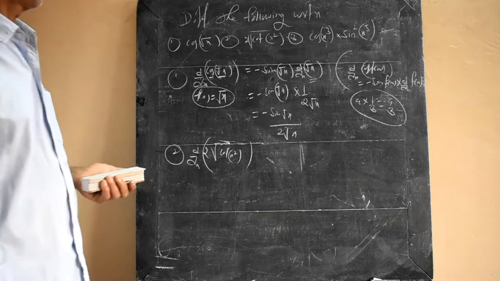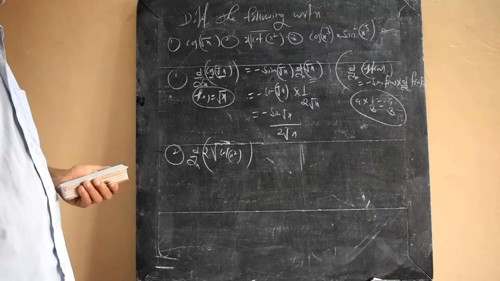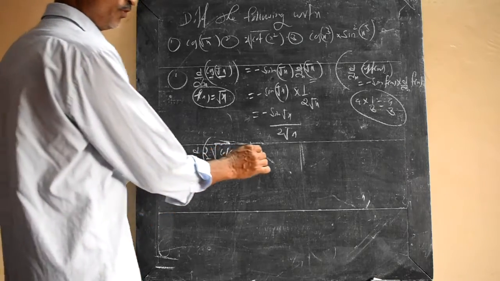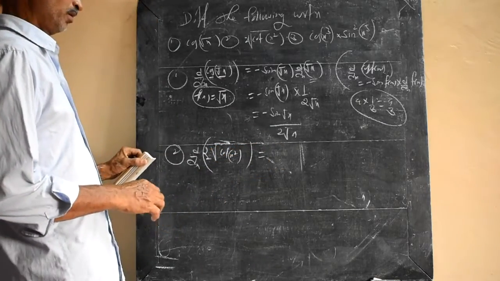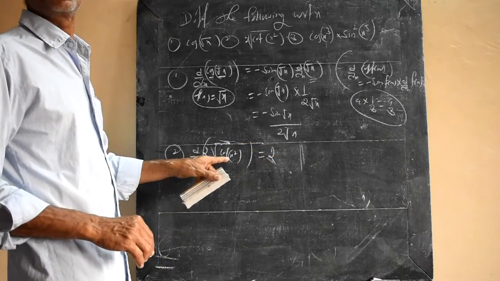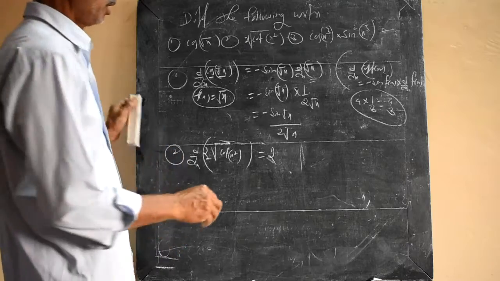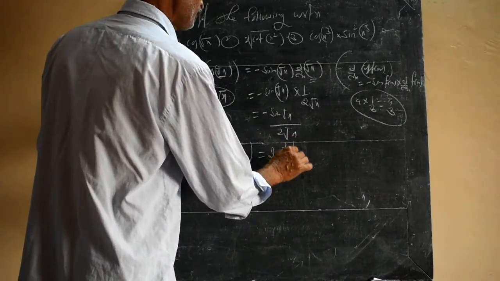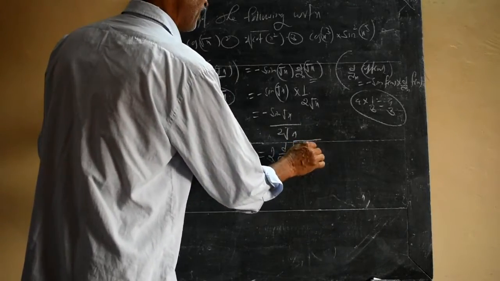d by dx of 2 into root of cot x square. Now look here, 2 is a constant, so it should be taken outside the differentiation. Constant into function is there, constant should be taken outside. So 2 outside into d by dx of root of cot x square.